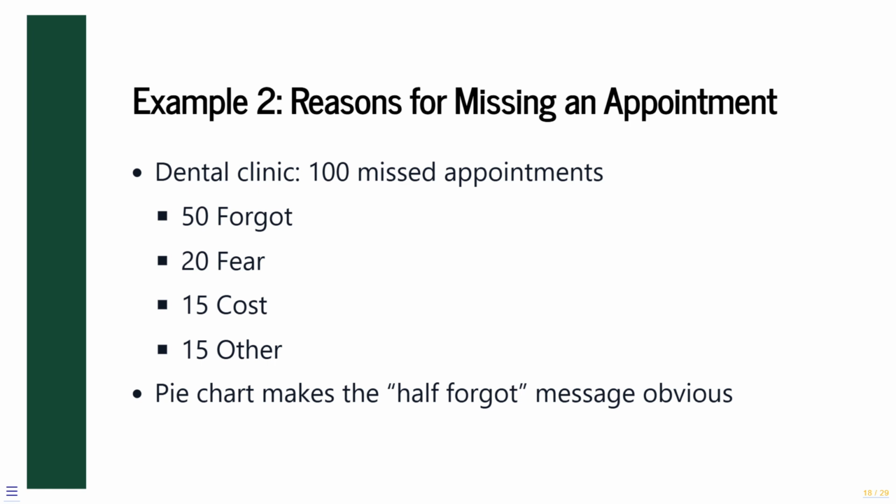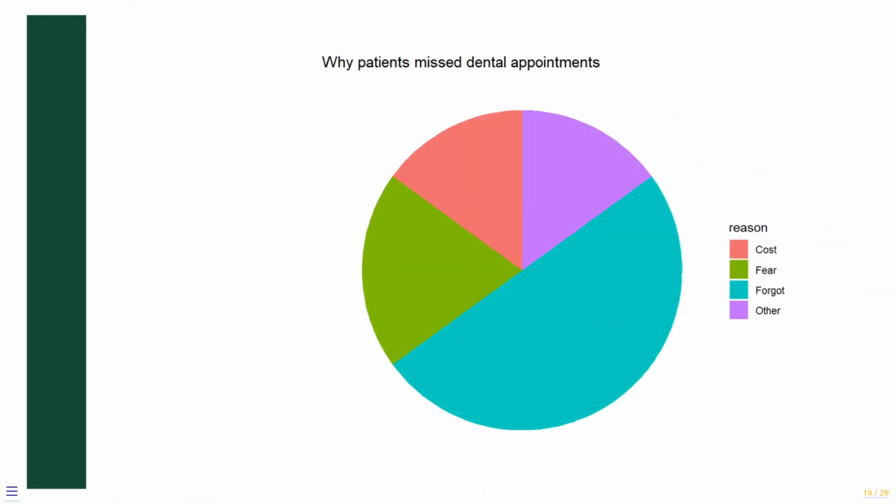A dental clinic tracks why patients miss scheduled cleanings. Out of 100 missed appointments, 50 were due to forgetfulness, 20 to fear, 15 to cost, and 15 to other reasons. A pie chart makes the share of each reason obvious. The slices emphasize that half of the missed appointments were simply forgotten.